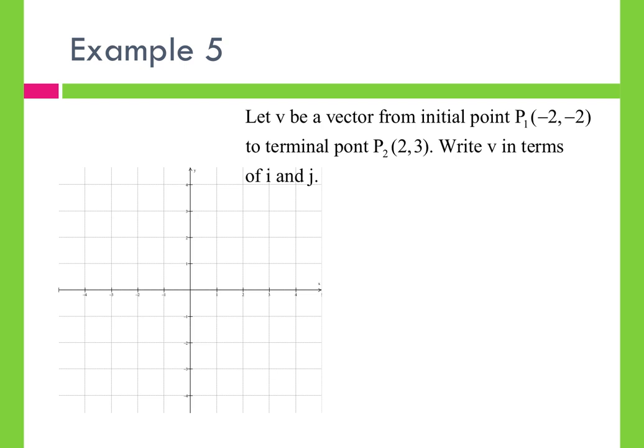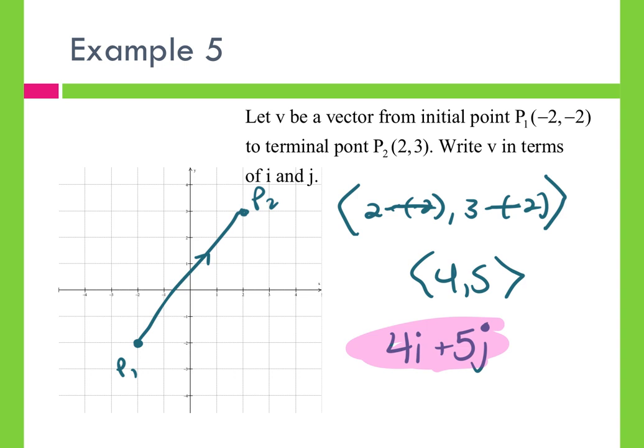All right, last thing, and then we're done. This one, pretty much, we've already done this. This is nothing new. Let V be a vector from initial point -2, -2 to terminal point 2, 3. Write V in terms of I and J. So you're finding the component form, and then you're putting it in terms of I and J. And then for real, we're done. So do this one. Initial point was -2, -2, terminal point 2, 3, and you're writing V in terms of I and J.